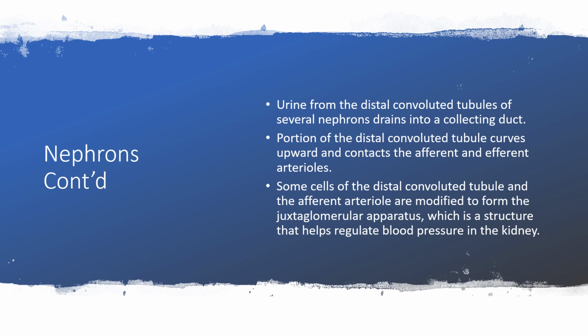Several nephrons will feed into a single collecting duct, and portions of that distal convoluted tubule will curve upward and come into contact with the afferent and efferent arterioles. Some of the cells of the distal convoluted tubule and the afferent arterioles are modified to form the juxtaglomerular apparatus, which is a structure that helps regulate blood pressure in the kidney.